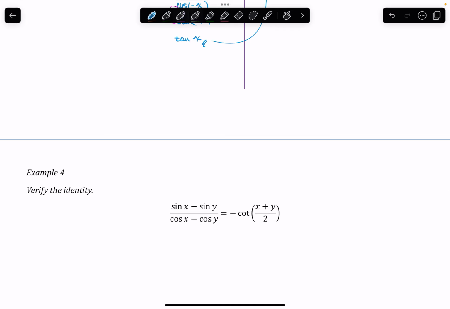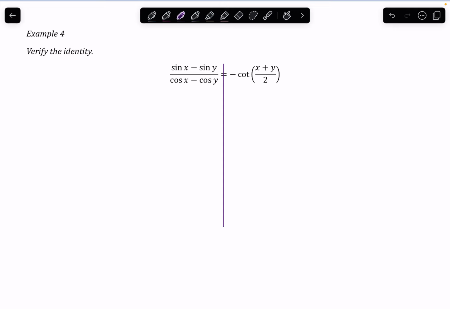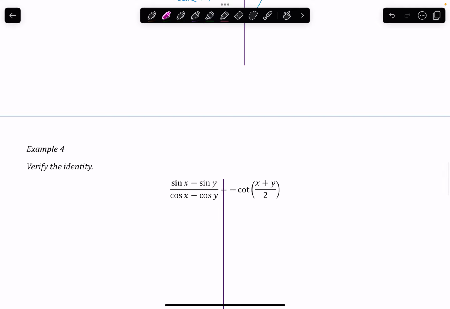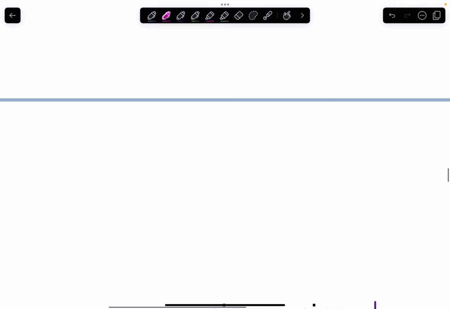Example 4, another verification. Yeah, this will be pretty quick. All right, because the right side is already condensed to a single trig function, I'm going to go to the left. So we're going to use the difference in sines and then the difference in cosine. So we used the difference in cosines last time, but we did not use the difference in sines. So here, I'll write that one down.